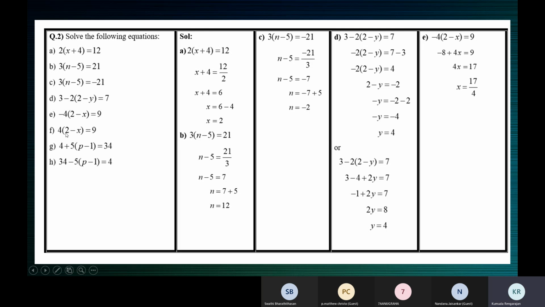The sign before the number or before the variable. So it's plus 4 and plus 2. So 4 into 2 is 8. Plus into plus is plus. So plus 8, which you can just write 8. And then you'll have to multiply 4 with minus x. That is 4 and x. 4 into x is 4x. And the signs, plus into minus, minus. So minus 4x. Correct, Swati?